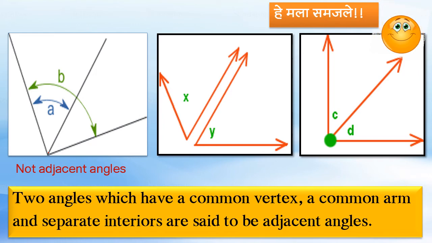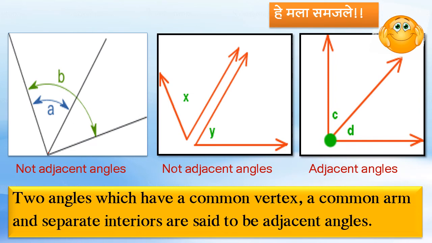Now in the second case, vertex is not common, their arm is also not common, though their interiors are separate. Therefore, with no common vertex and no common arm, these are also not adjacent angles. And in the third case, common vertex, common arm, and their interiors are separate, therefore these are adjacent angles.